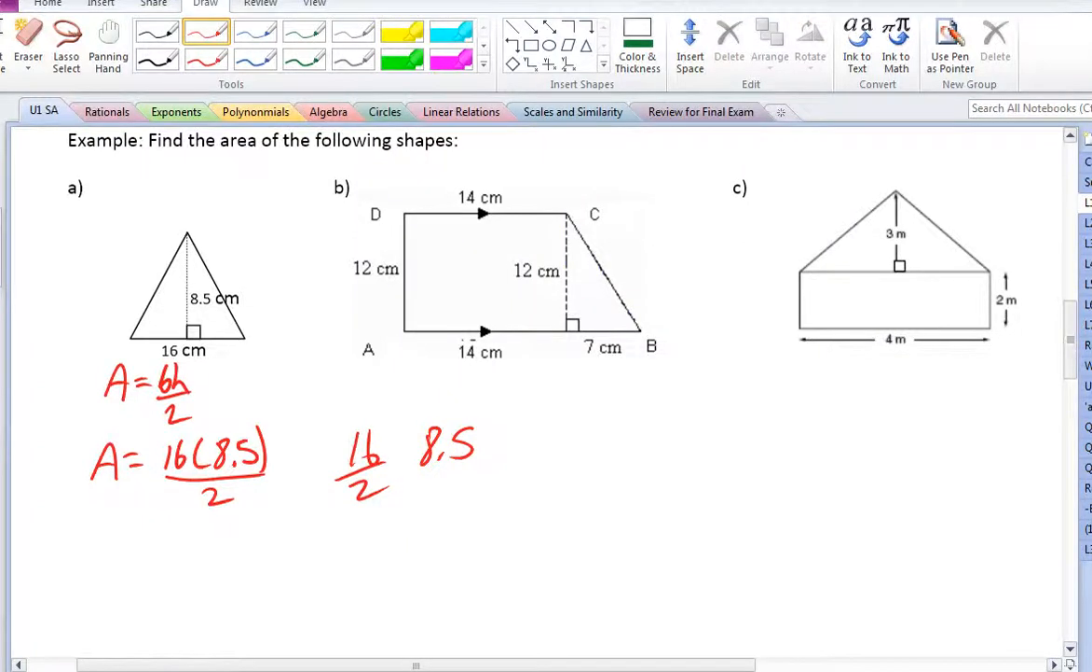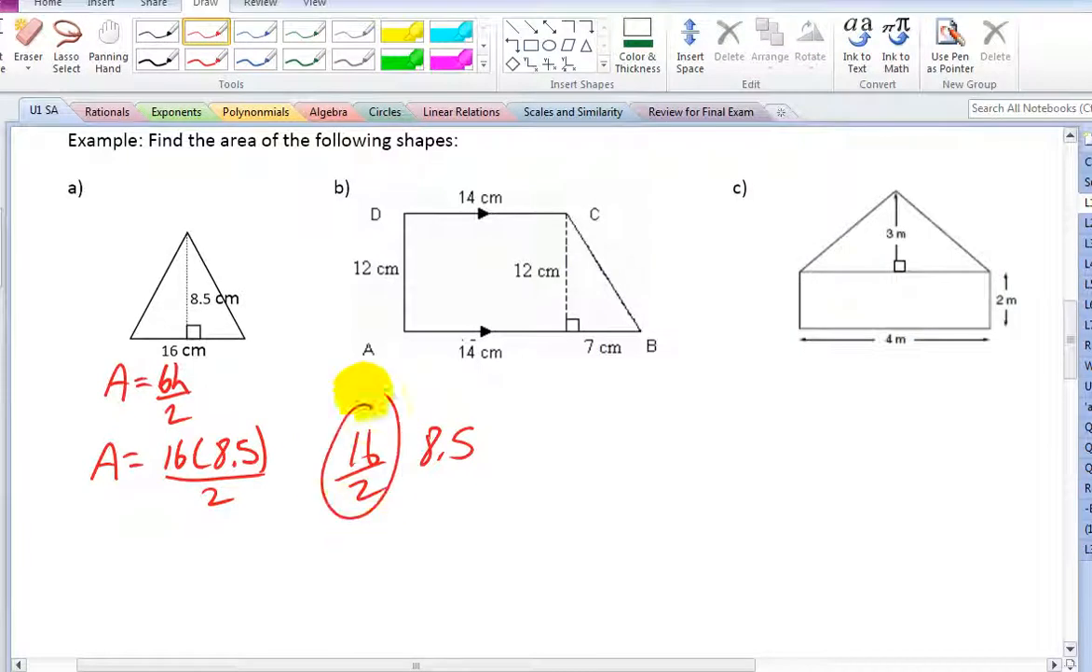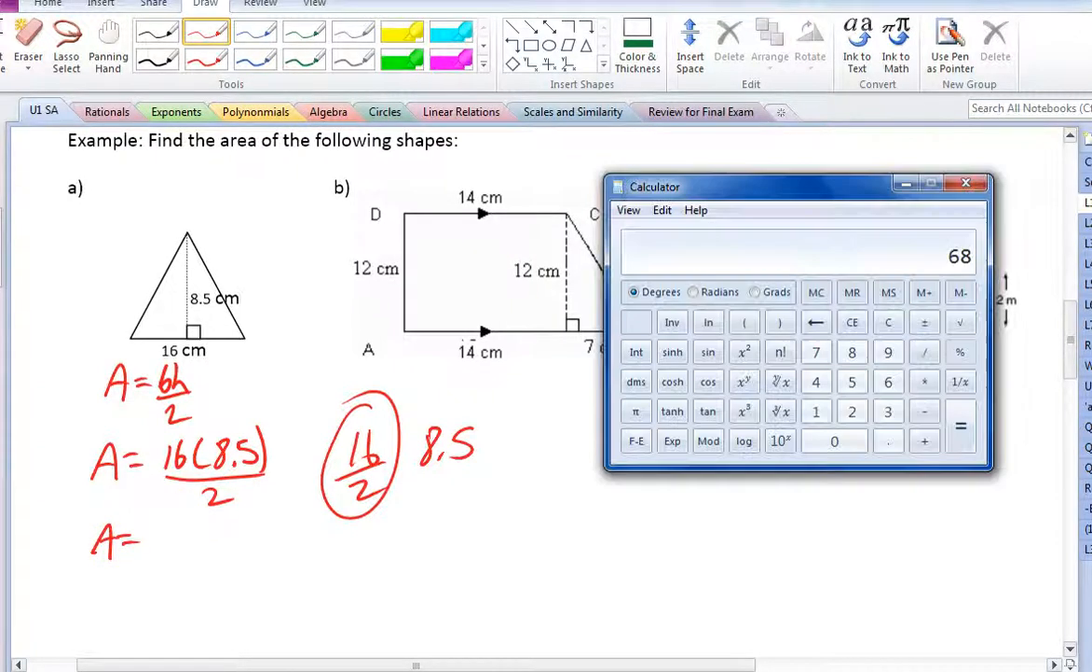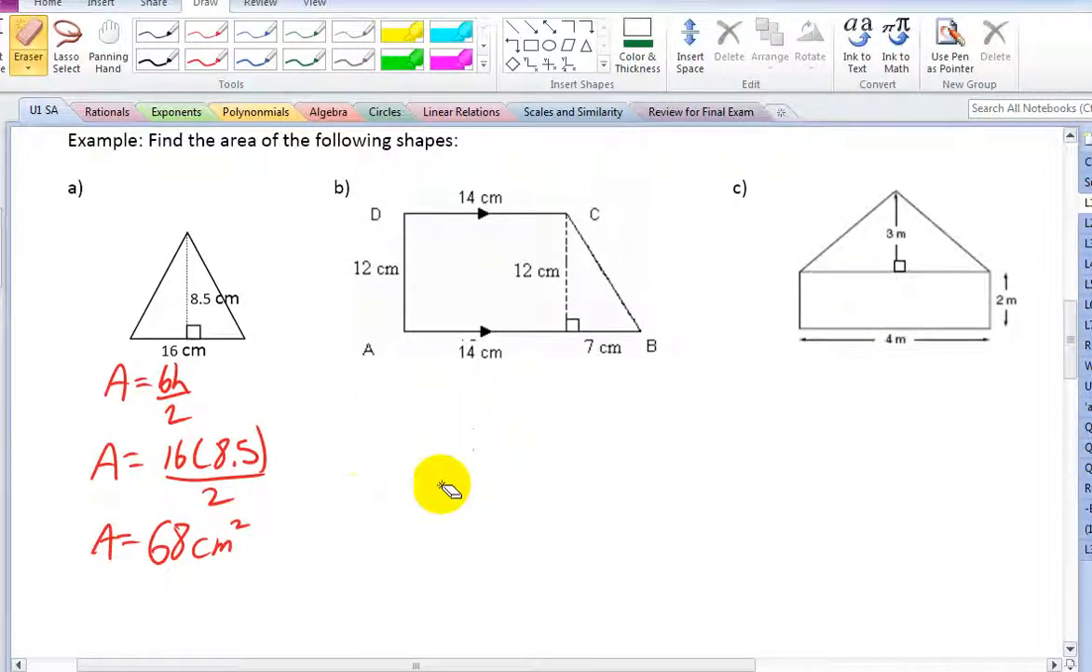Okay. Now, I don't like decimals. Anytime I have a decimal, I usually always go to my calculator. And so I'm just going to go 8 times 8.5. Why did I use 8? Because I can do that in my head, right? So you can do parts of it in your head. You don't need to rely on your calculator totally. So the answer is 68 centimeters squared. Okay, good. Now we're going to get a compound shape.